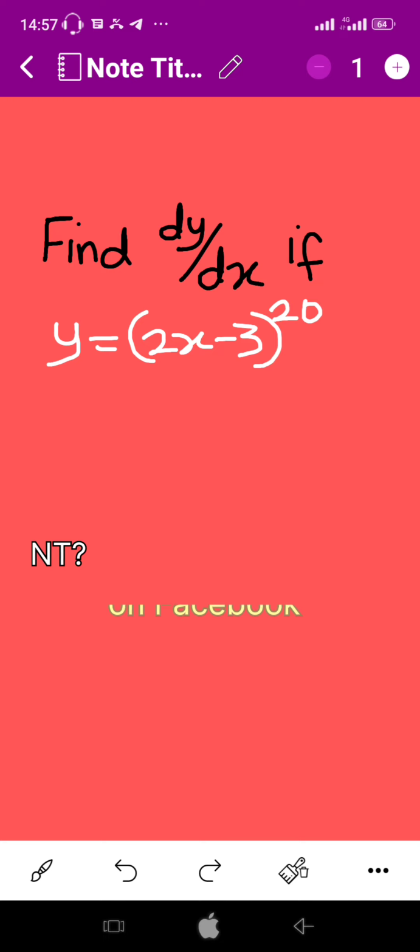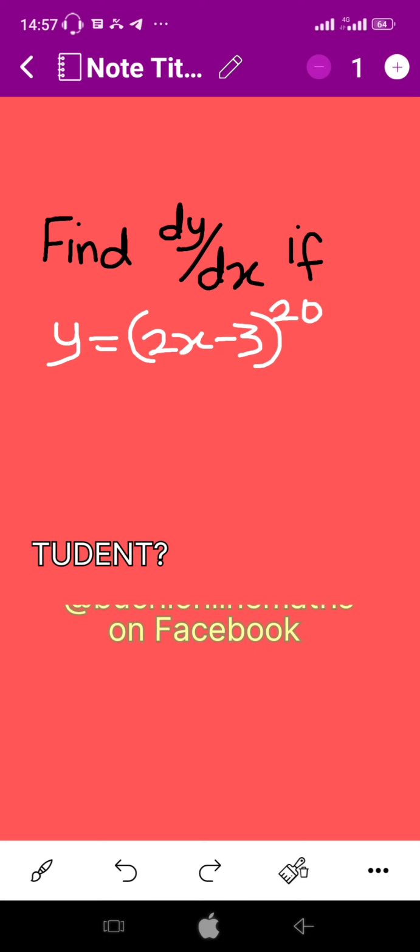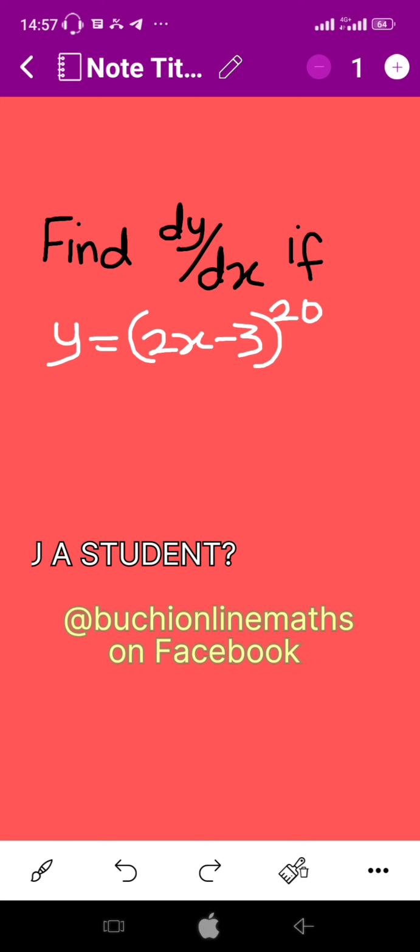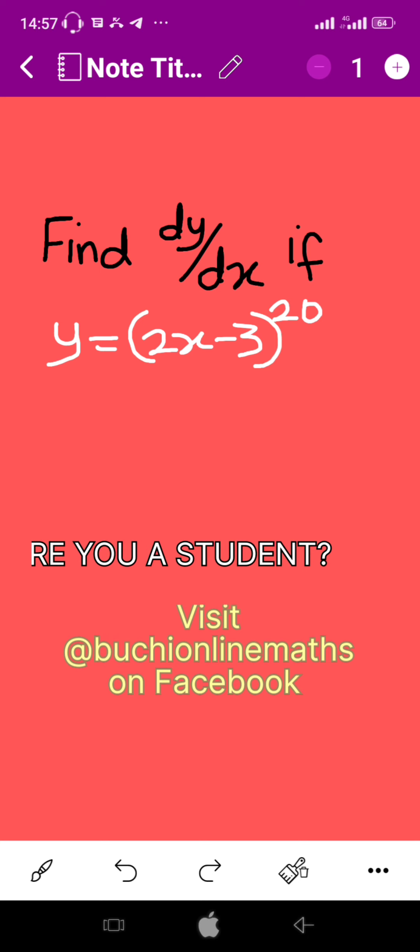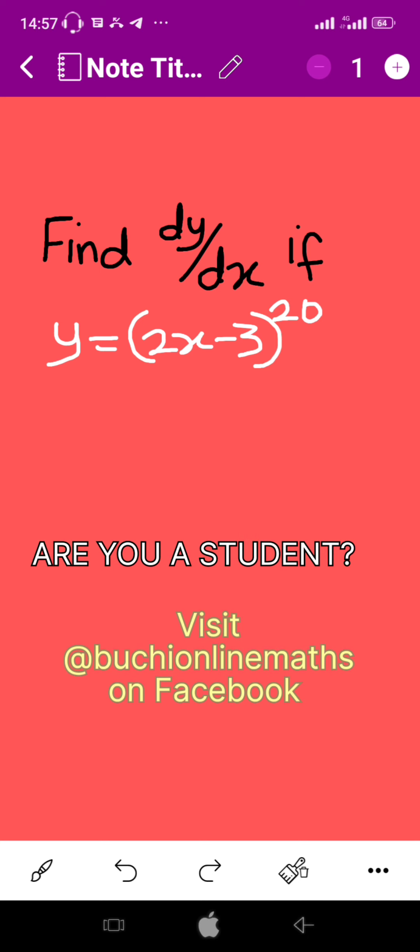Today, we have this question that says we should find dy/dx, that is, we should differentiate y with respect to x if y equals (2x minus 3) all raised to power 20.